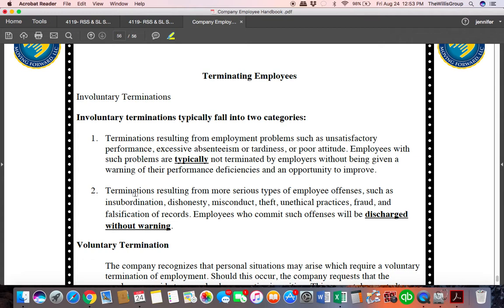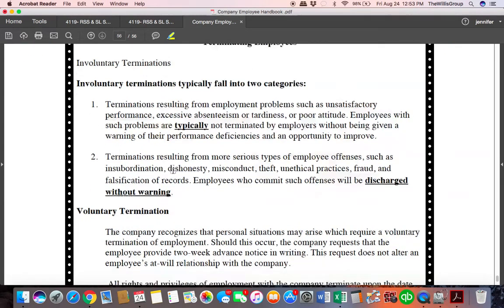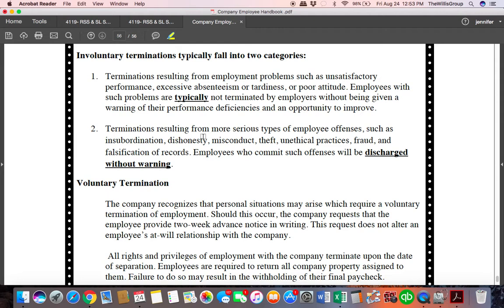But terminations are and can be involuntary as well as voluntary. So falling into these two categories, when it's involuntary, terminations resulting from employment problems such as unsatisfactory performance, excessive absenteeism, or tardiness or poor attitude. Employees with such problems are typically not terminated by the employer without being given a warning of their performance deficiencies and an opportunity to improve. Terminations resulting from more serious types of employee offenses such as insubordination, dishonesty, misconduct, theft, unethical practices, fraud, and falsification of records.